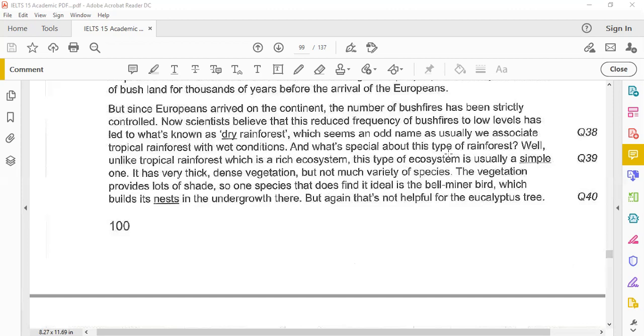The vegetation provides lots of shade, and so one species that does find it ideal is the bell miner bird, which builds its nests in the undergrowth there.